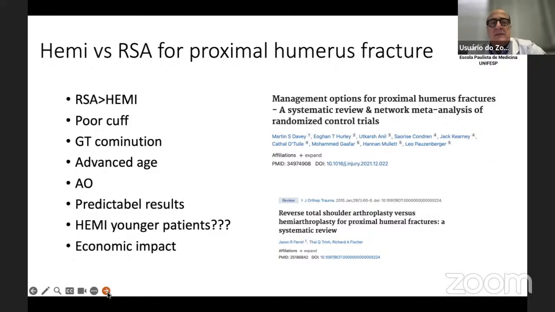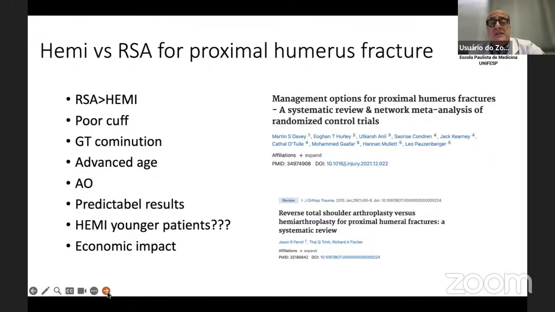You all know that when using a hemiarthroplasty, there is a great risk in terms of function because we don't know if the patient will have a good range of motion or not. When it does have a good range of motion, I think it's an exception. And for the reverse, in some situations, this kind of outcome is better. So we have to think about the reverse in the scenario of a poor cuff or when we have a GT comminution, because when I have a good GT, you can use a hemiarthroplasty in a young patient, for example.